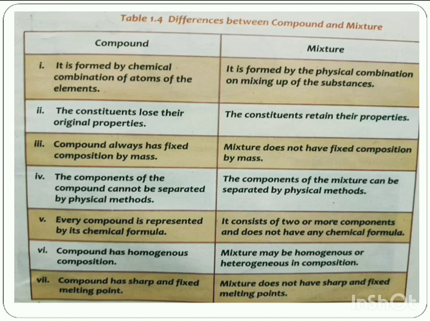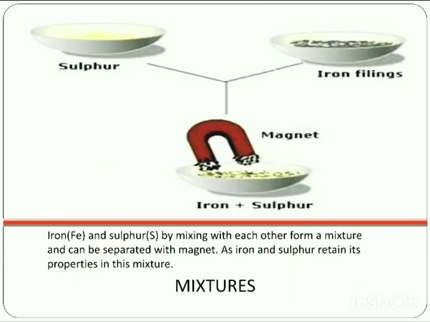Now you can understand it with the help of a few examples. For example, if you physically mix iron and sulfur, a mixture is formed and they are not joined by any chemical bond. So you can simply separate the iron from the sulfur by using a magnet, because they are not chemically combined, they are just mixed physically. By stirring, you can mix sulfur and iron in the form of powder. If you put a magnet on that mixture, the iron filings will get attached to the magnet. So it is a physical mixing, not a chemical combination.